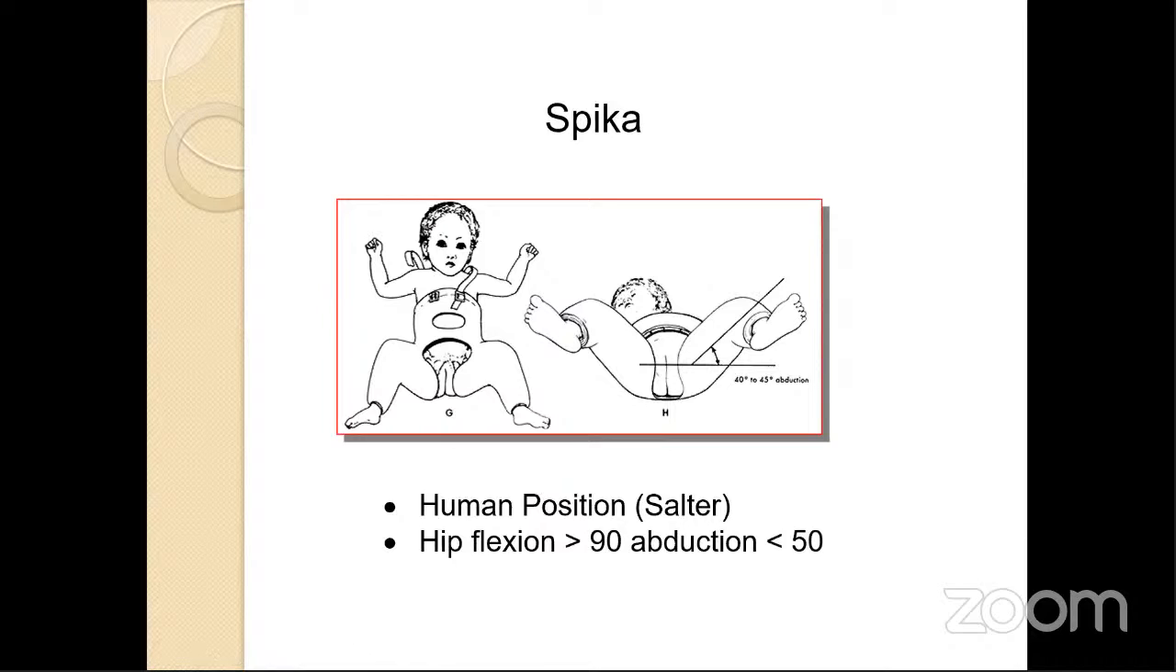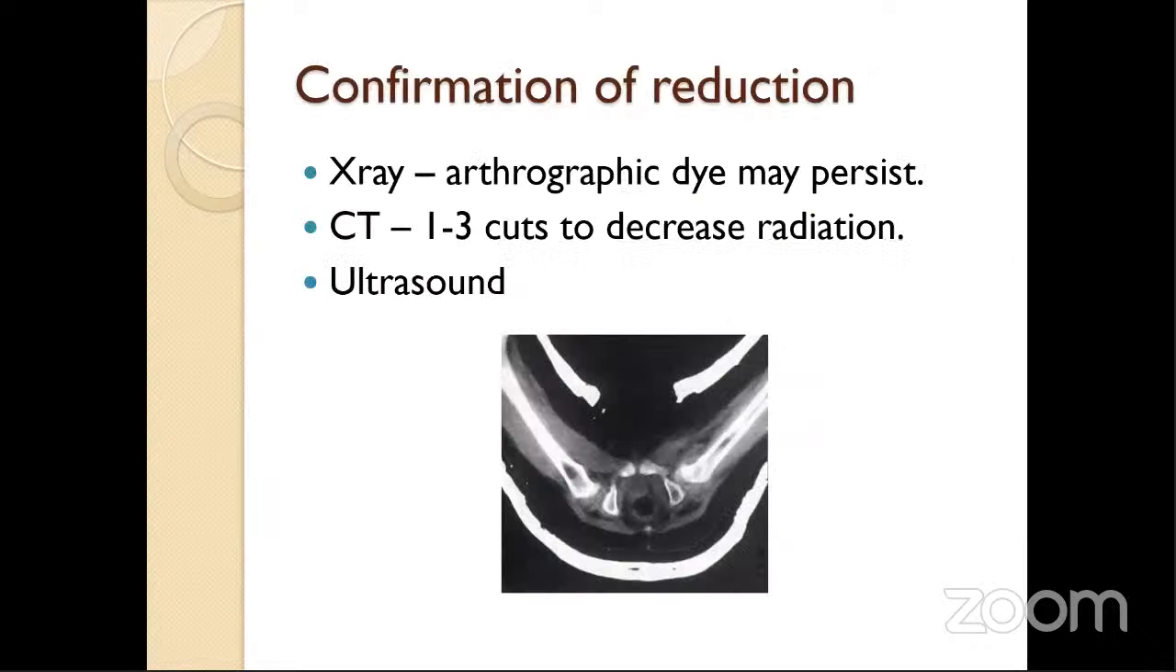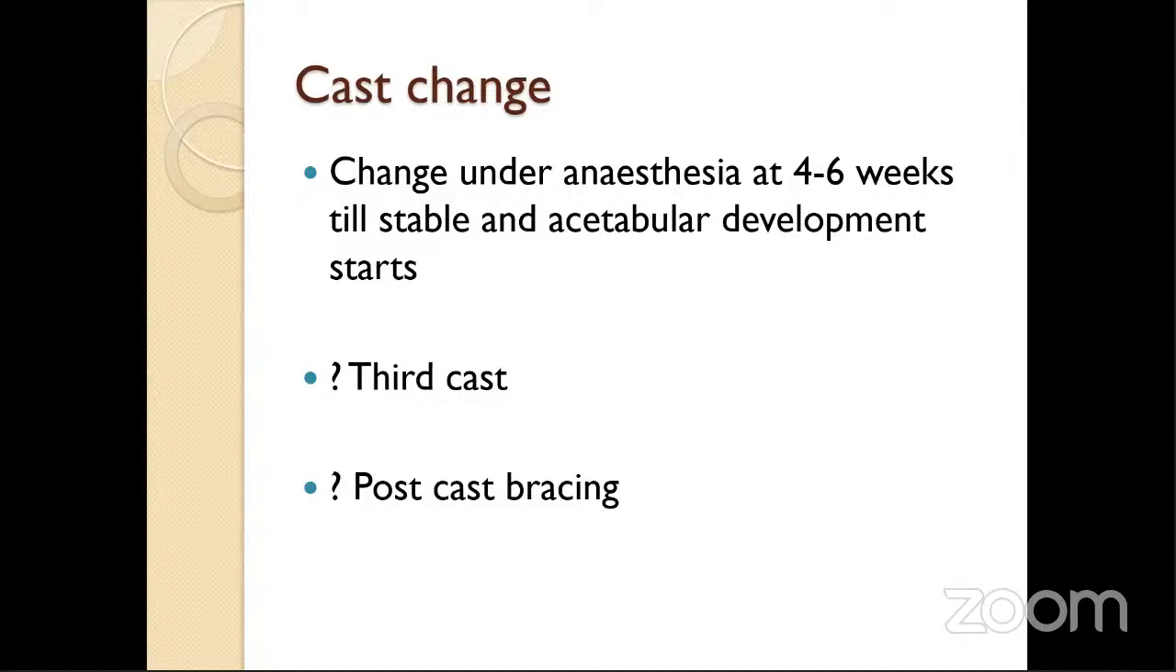All these things we have seen being done abroad. I haven't done them myself. We don't have these available to us. And as I always said earlier, confirm your reduction with an immediate X-ray where the arthrographic dye may persist and you can see it, or a single slice CT to see that your hip is reduced at the end of the cast. When do you change the cast?